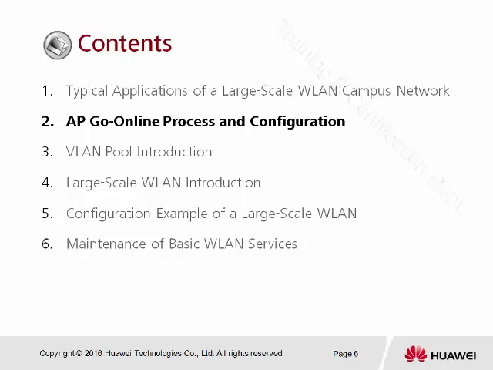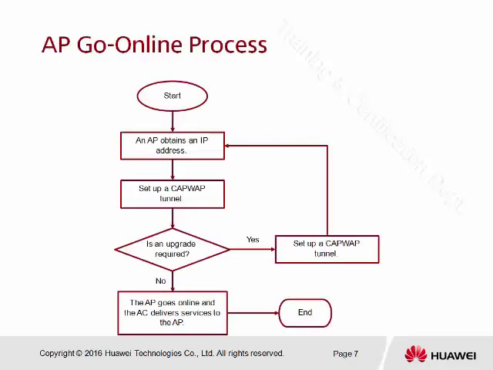This is about the AP go-online process and also the configuration. Here is the roadmap. You're able to see from the beginning, they start at the top. The AP obtains the IP address. This happens for every single IP device. So before they are able to go online, the first step, they are required to obtain the IP address from the DHCP server if you're running the dynamic way of getting the IP. Or we can use a static one.